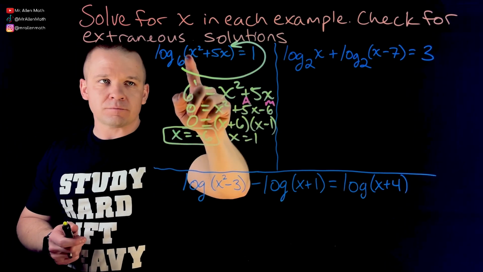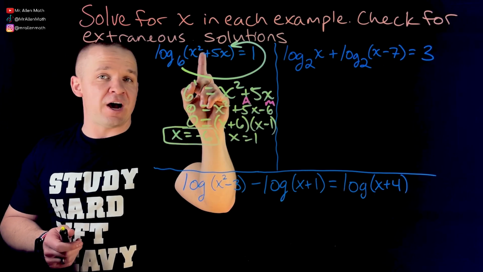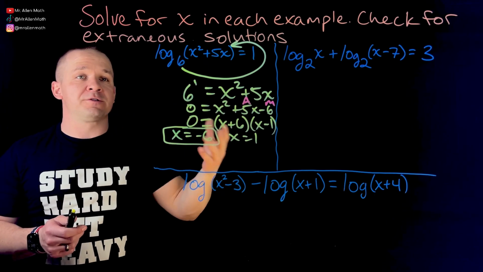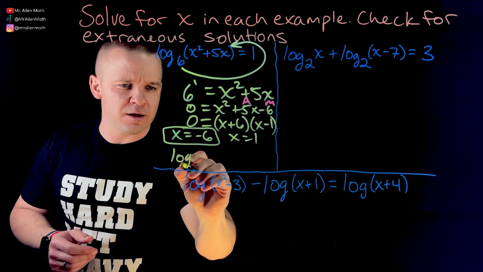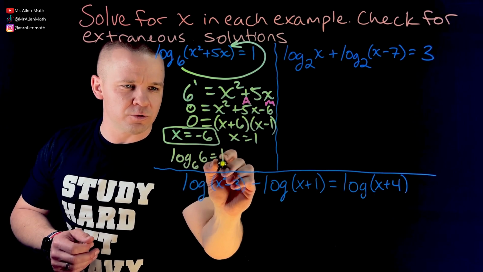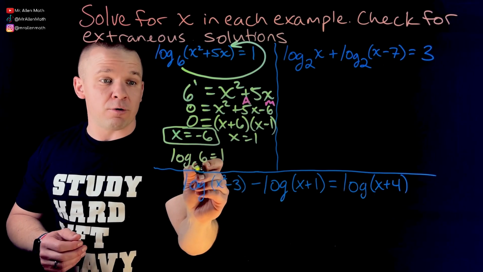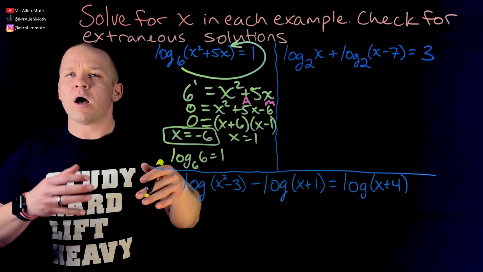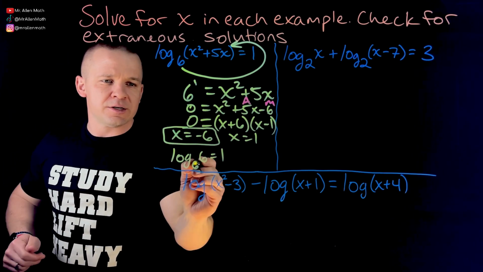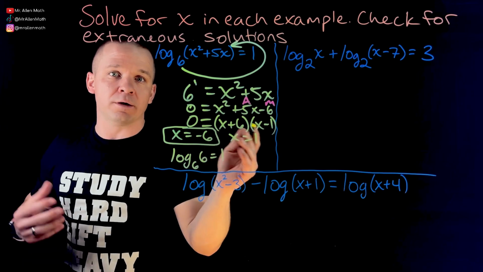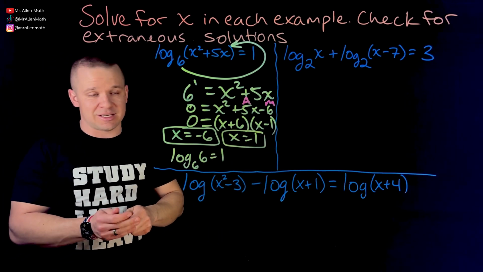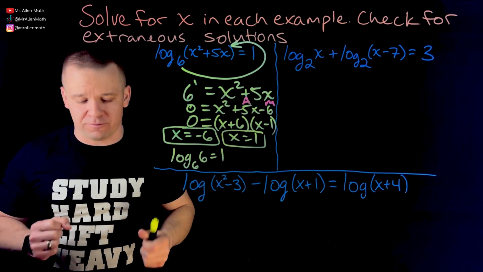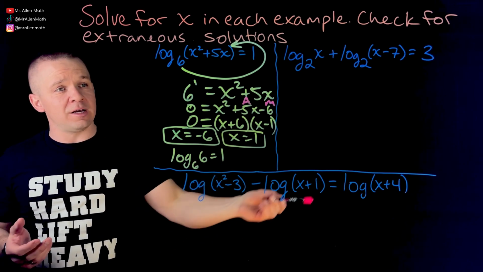Plug in a 1. 1 squared is 1, plus 5 times 1, which is 5. 1 plus 5 is 6. Log base 6 of 6 is 1. Keep that in mind here, guys. Log base 6 of 6 equals 1. That's saying 6 to what power equals 6. That's how you evaluate a logarithm in your brain. 6 to what power gives me 6? It's 1. So both of these actually work here. No extraneous solutions exist on this first example. How wonderful is that?